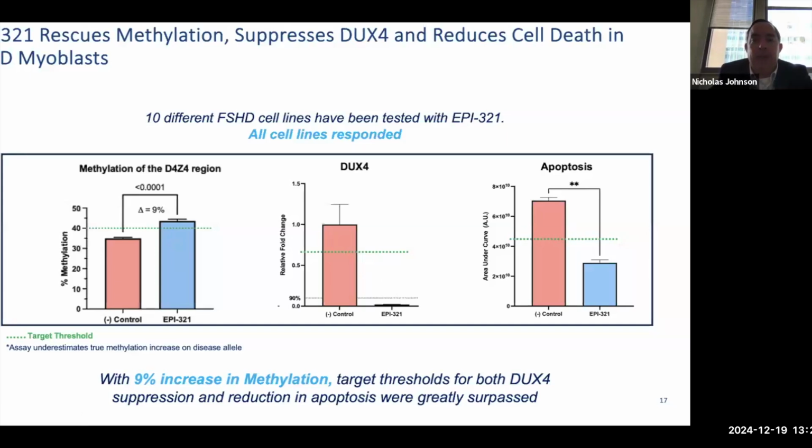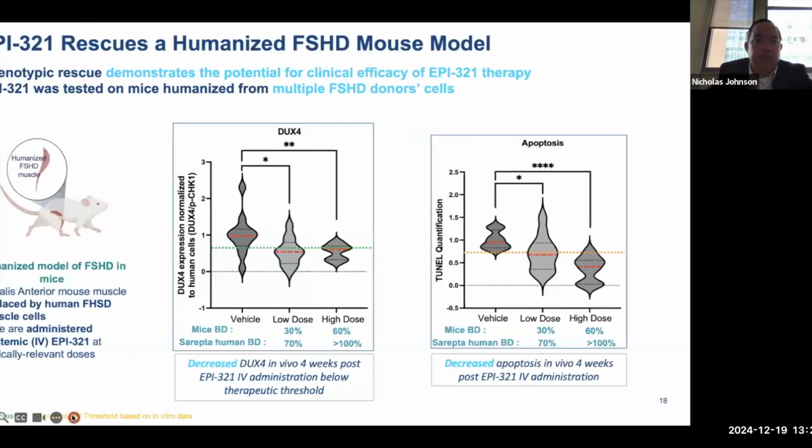And this has been done in cell lines from individuals with FSHD. Similarly, when you express DUX4 in cells, you kill them. This is a measure of whether or not the cells die. Again, you can see that compared to controls, those treated cells look like they have much less chance of death, reduced cell death in these myoblasts. So this is all quite promising in terms of a treatment at the root cause of the disease.